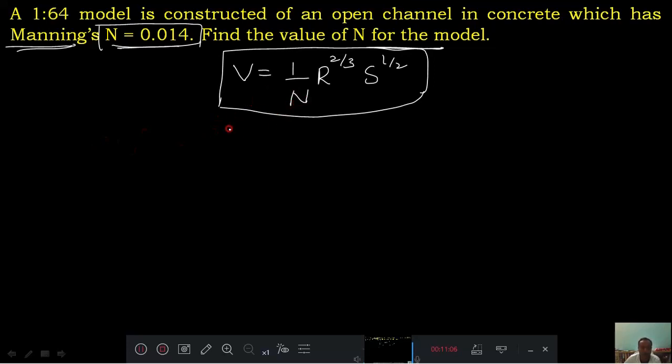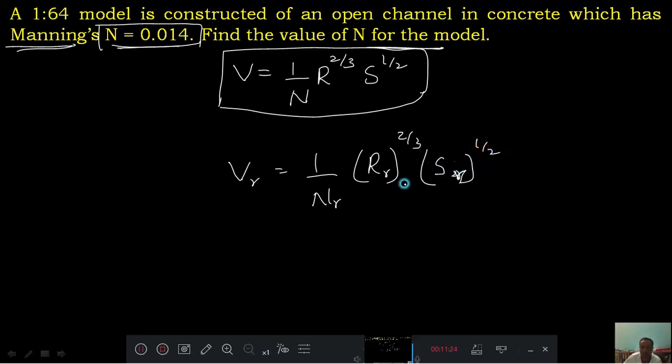Then if I write this for the prototype and model and take a ratio, directly I am doing, then what will I get? VR is equal to 1 by NR into R raised to 2 by 3 and SR raised to 1 by 2. Right? Interestingly, this NR is not dimensionless here, since it is unknown. Okay, don't worry, we will keep it as NR only, let it be.